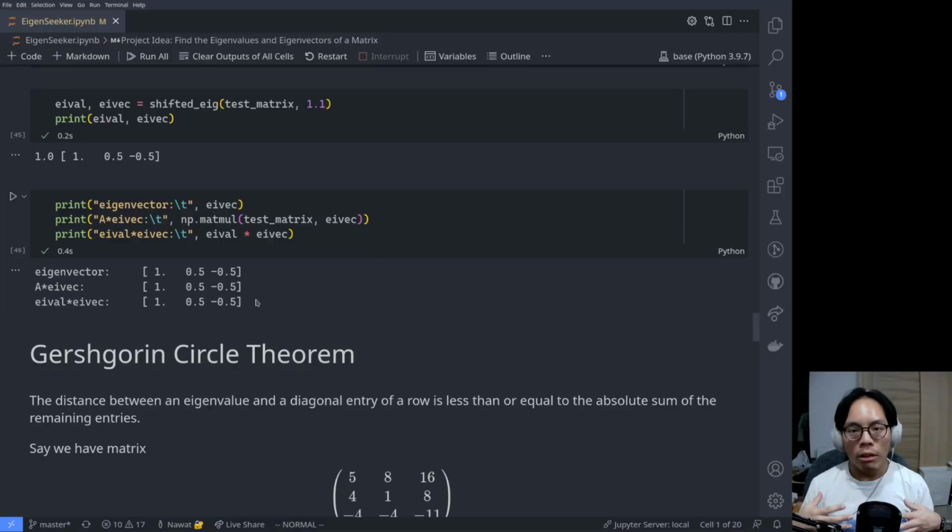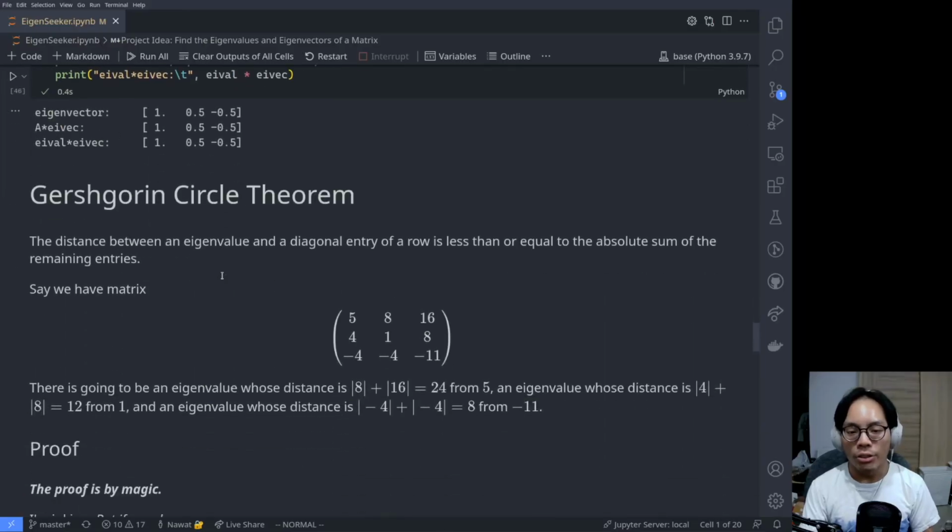Now, our problem becomes, how do we choose a good alpha value? So we can use the Gershgorin circle theorem. Basically it says that the distance between an eigenvalue and a diagonal entry of a row of the matrix is less than or equal to the absolute sum of the remaining entries.